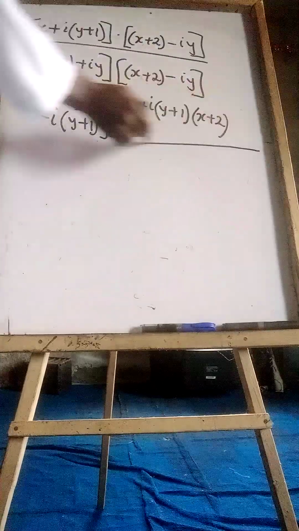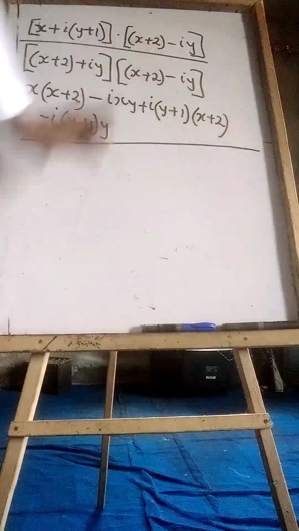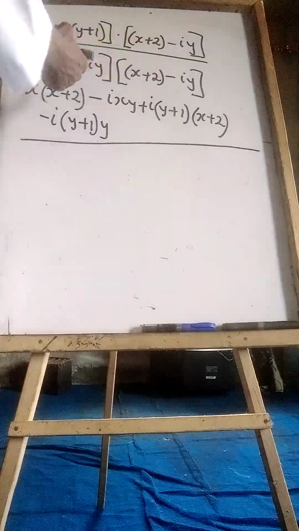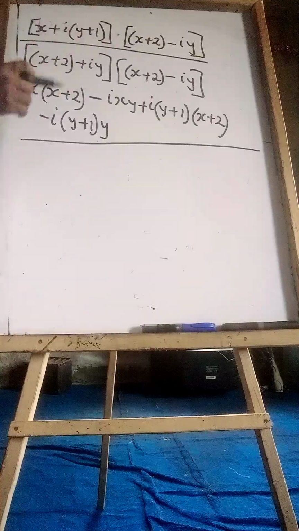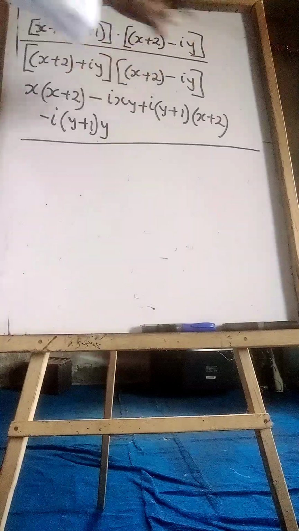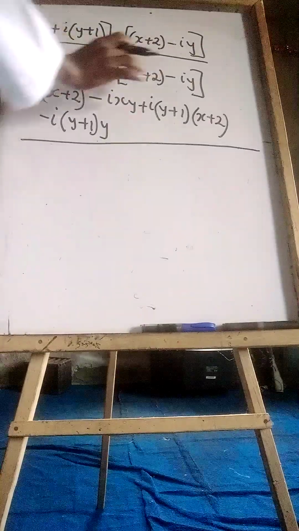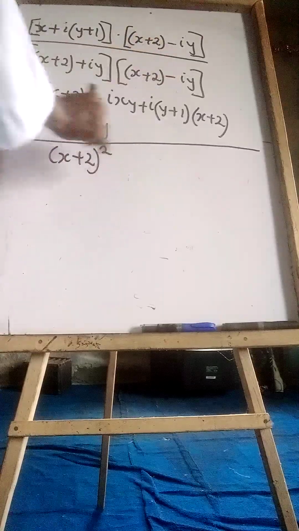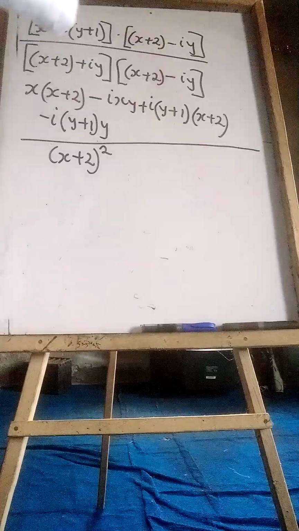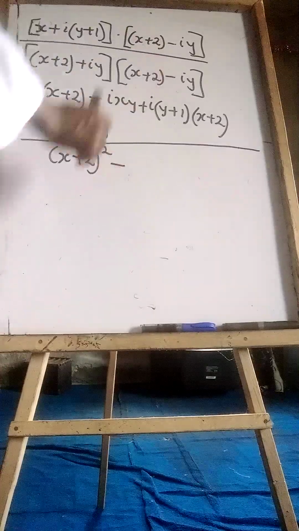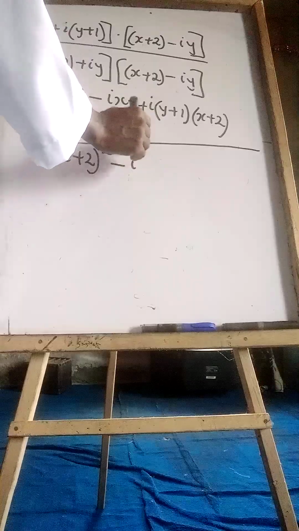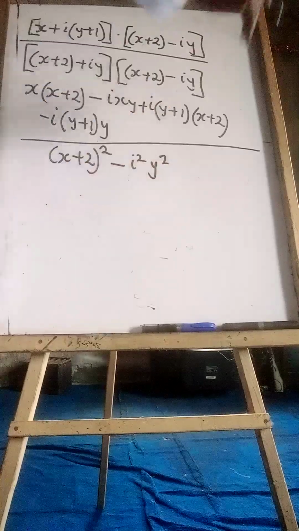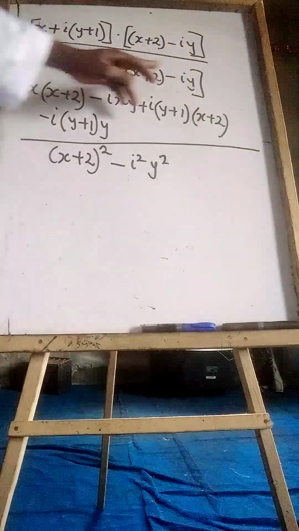All over, I'm going to do the same here. But there's something I want you to note. Anytime you are multiplying two conjugates together, all you need to do is to square the two parts. That means (x + 2) raised to power 2, then plus times minus, that is minus. Then you square this, that will be i squared y squared. So I have been able to multiply the conjugates.